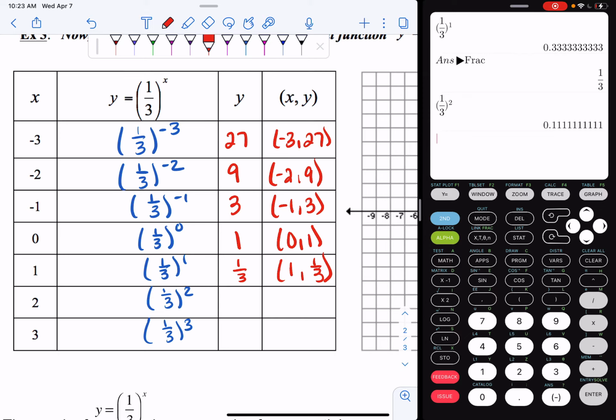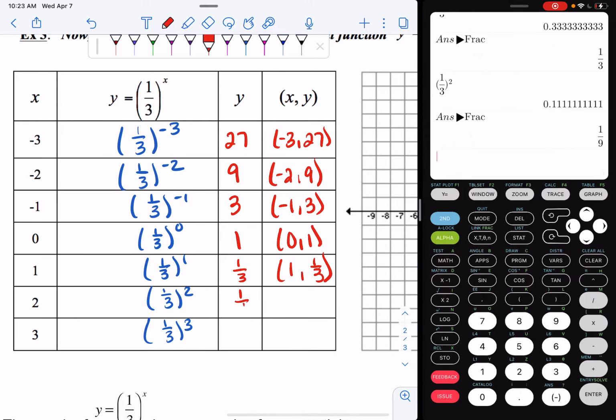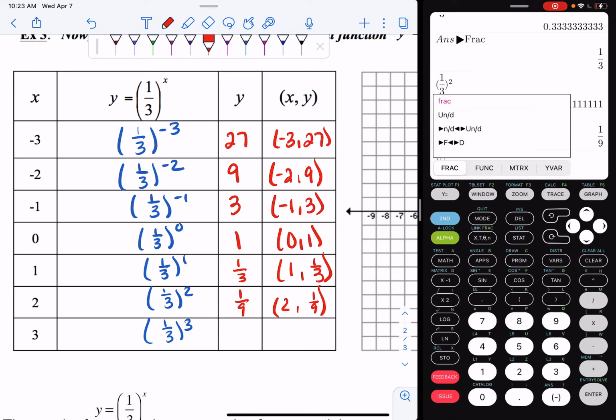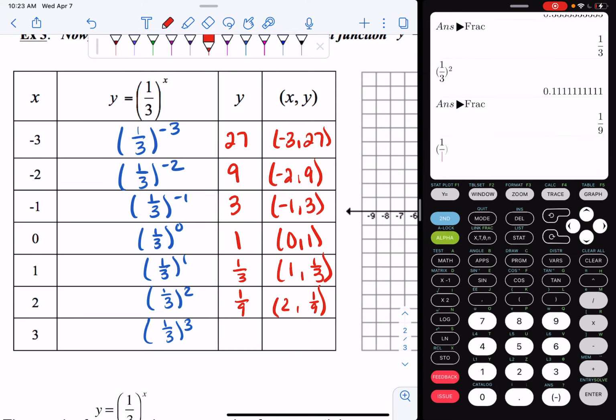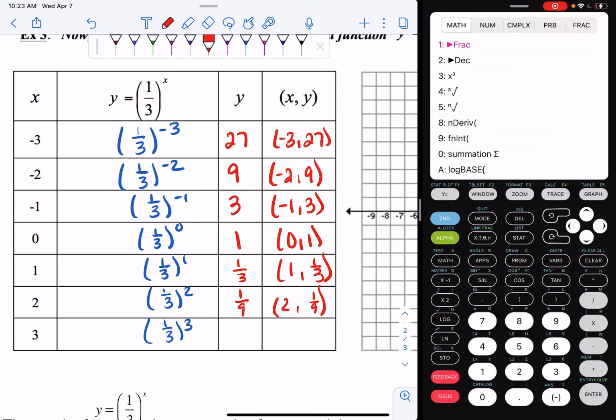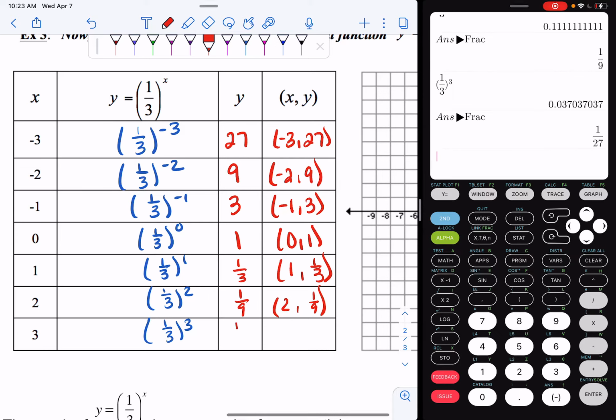I'm going to hit enter. I get 0.1111, hit enter, enter, and I get 1/9. And then when I do 1/3 cubed, I do the exact same procedure. Parenthesis, alpha y equal enter, 1/3, close your parenthesis and raise it to the third. And then I get 0.037037 or whatever. Math enter, enter, and I get 1/27.